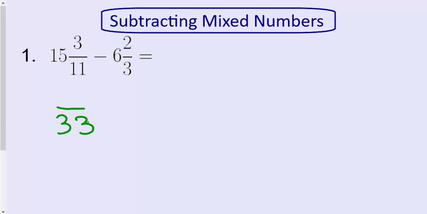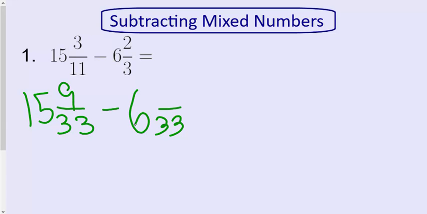33 is the least common denominator. Well, 15 and 3/11. I have to multiply 11 times 3 to get 33, so I'll multiply 3 times 3 and get 9. Minus 6 and 2/3. I had to multiply 3 by 11 to get 33, so I have to multiply 2 by 11, and I'll get 22.